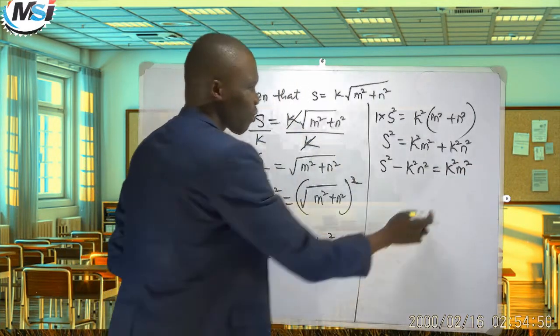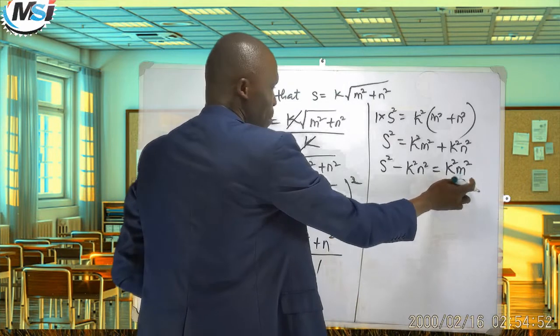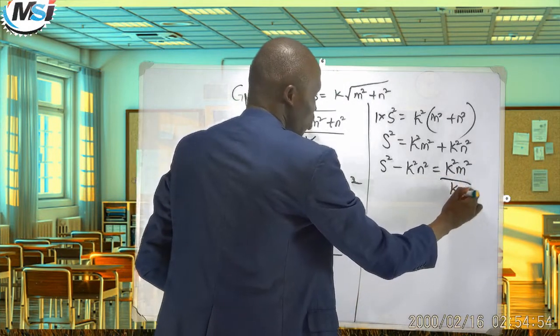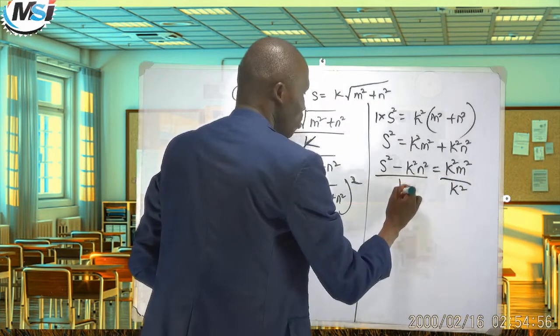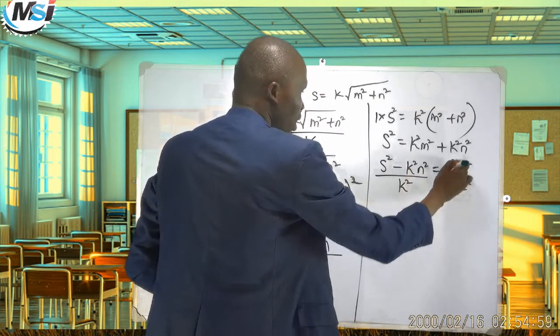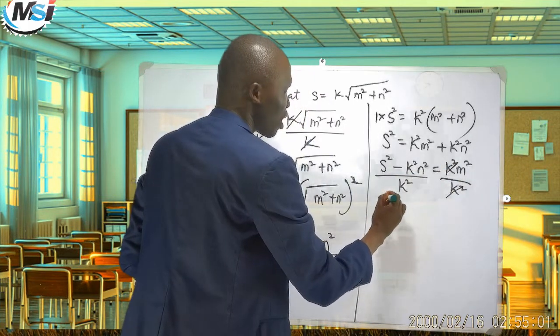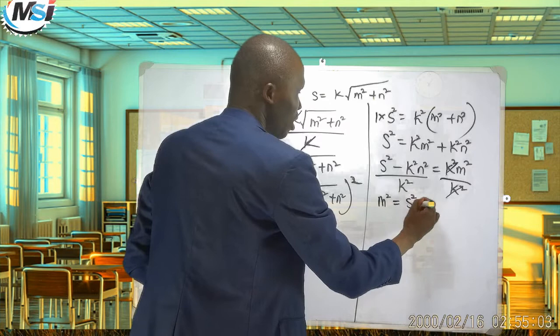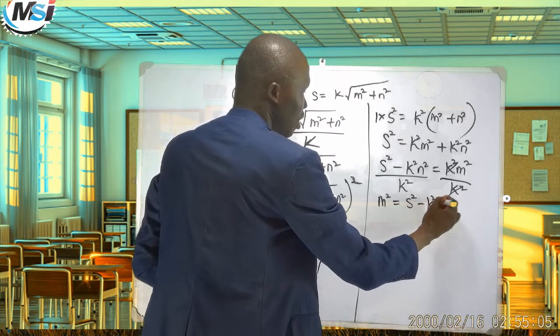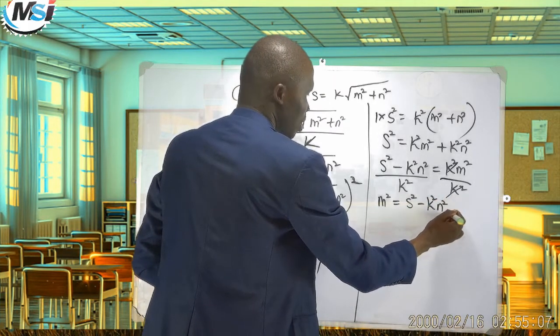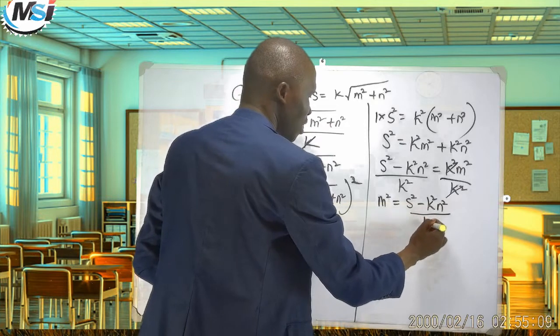Now what we are looking for here is m. Divide this by k squared, divide this by k squared. k squared will cancel k squared. m squared will give us x squared minus k squared n squared, divided by k squared.